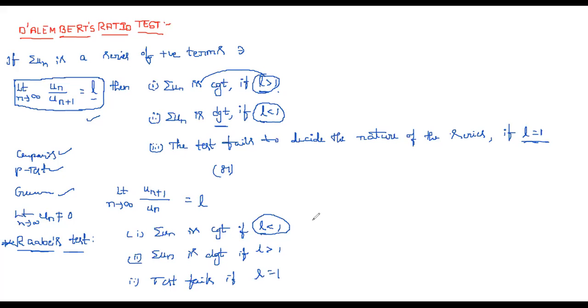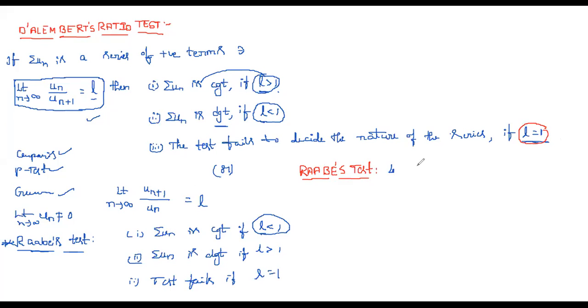Here it is, Raabe's test. This is also one of the tests. But when we use this test, whenever the ratio test fails, we use Raabe's test. We never use it directly for the given series. For the given series, we use Raabe's test only if the ratio test fails. Don't see this as a new test. Whenever the ratio test fails, in that case only we use Raabe's test.